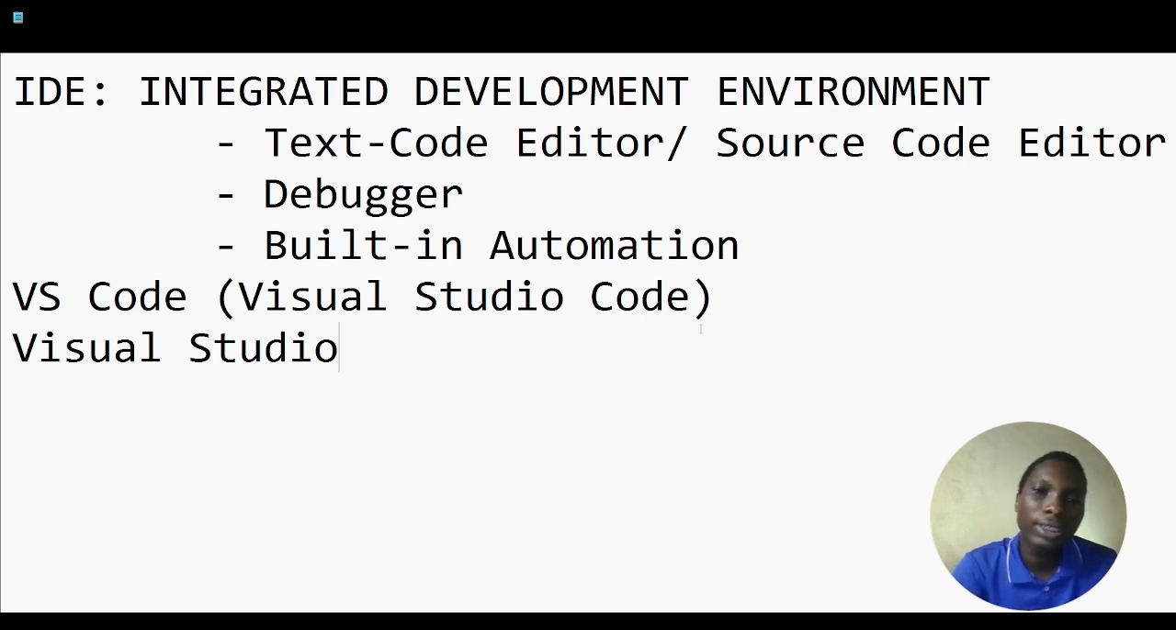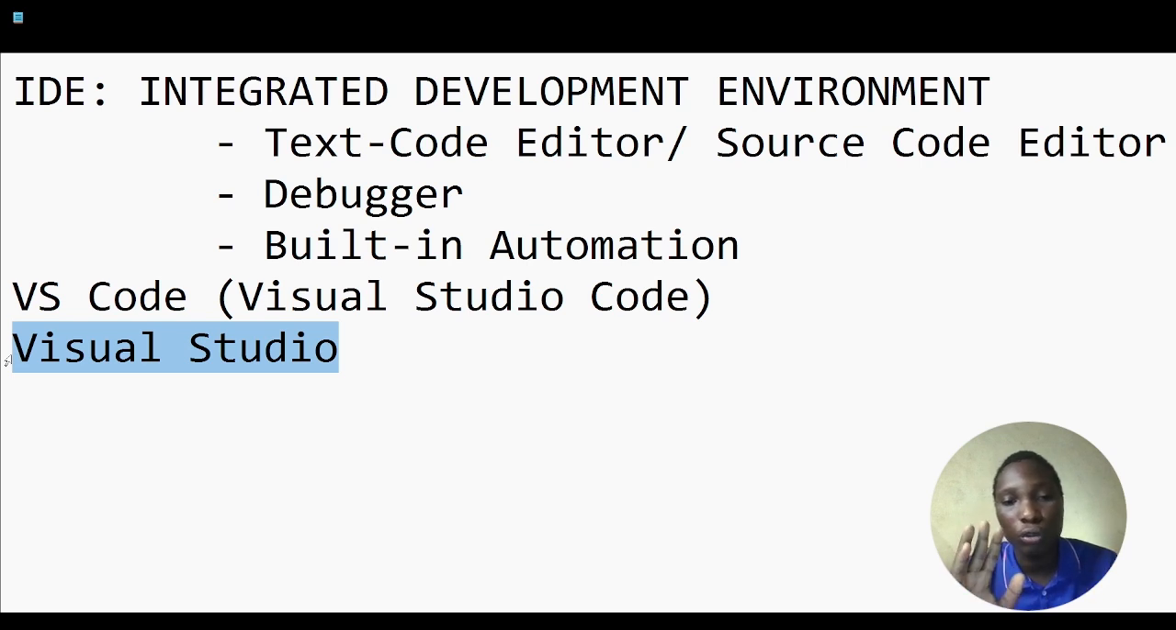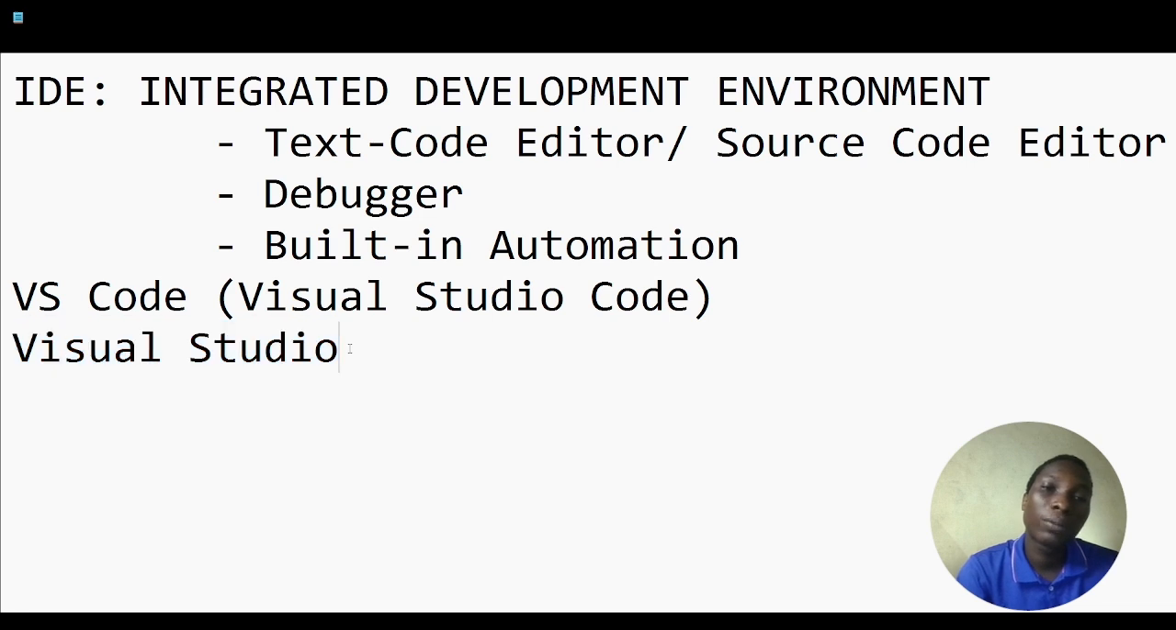Visual Studio is like the bigger version of VS Code. VS Code can do what it can do, but there are some big things that Visual Studio on its own, without the Code, can do that VS Code is not really the best at.